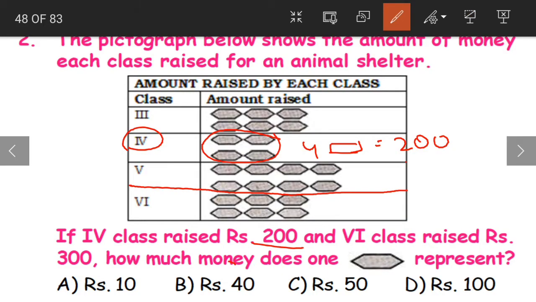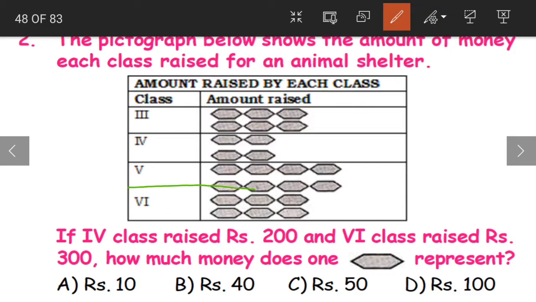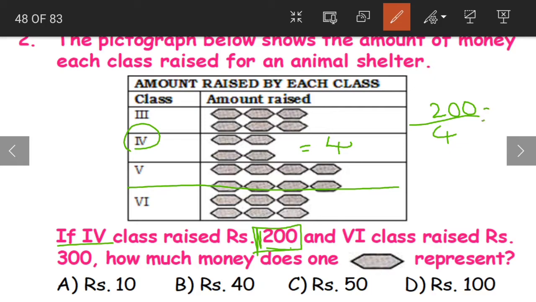Is this clear? What are they saying here? See here. 4th class raised 200. For 4th class we are having 4 blocks. Now 4 blocks are equal to 200. Then one block will be equal to how much? 200 divided by 4, that is equal to 50 rupees. So what is our answer? Option C, 50.